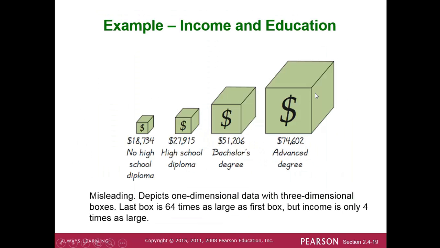Here again, the concept with the three-dimensional shapes, you can see it distorts our perception because remember, when you are only looking at a two-dimensional shape, if you double the length and double the width, it would be 4 times as large. But if we're looking three-dimensional, if we double the length, width, and height, that's 2 times 2 times 2, or 8 times as large. So this last box is 64 times as large as the first box, but the income's really only 4 times as much. 74 is only a little bit more than 4 times. And so this is very distorted in the perception.